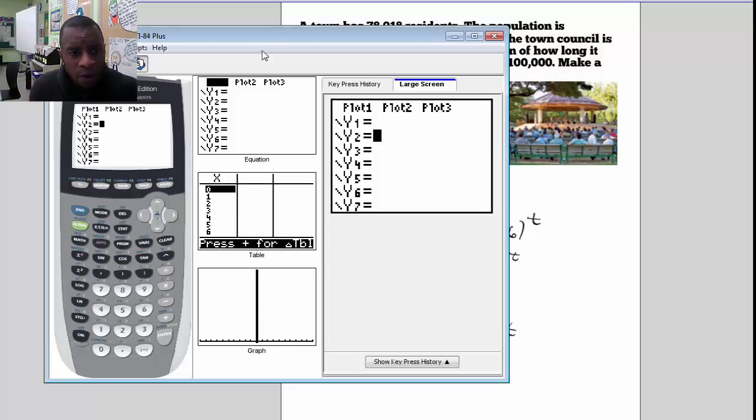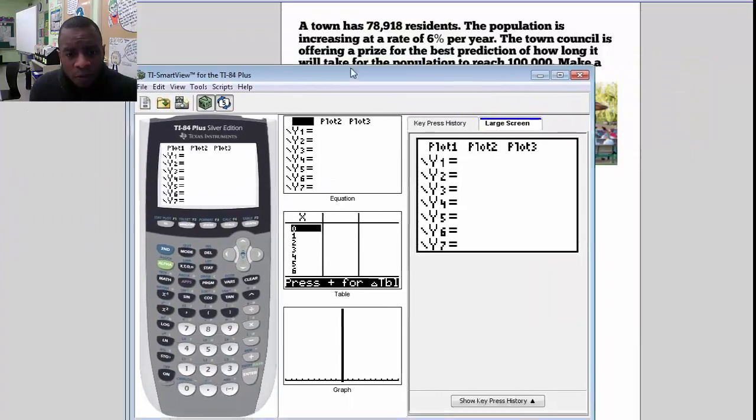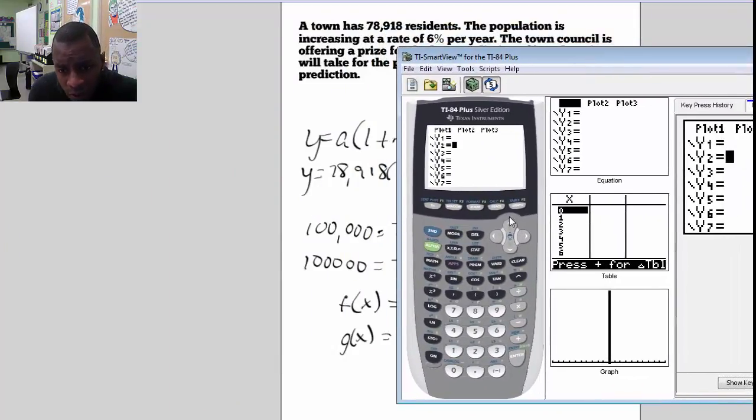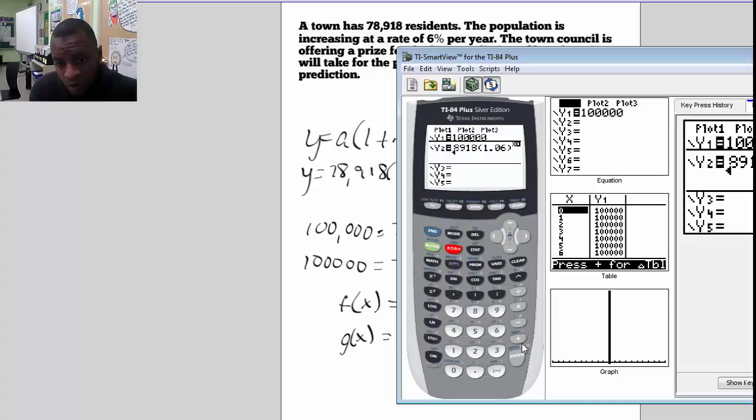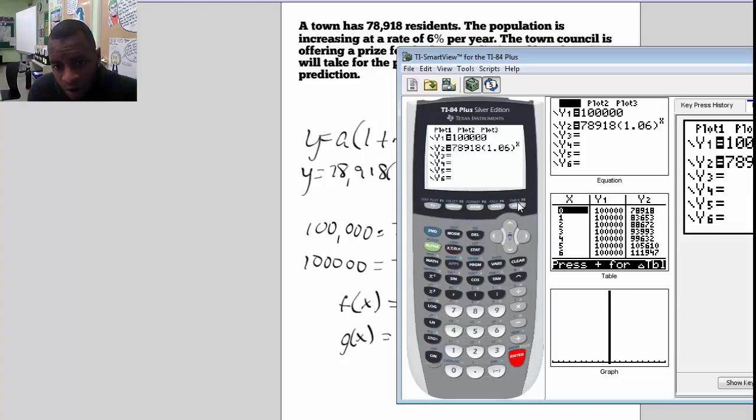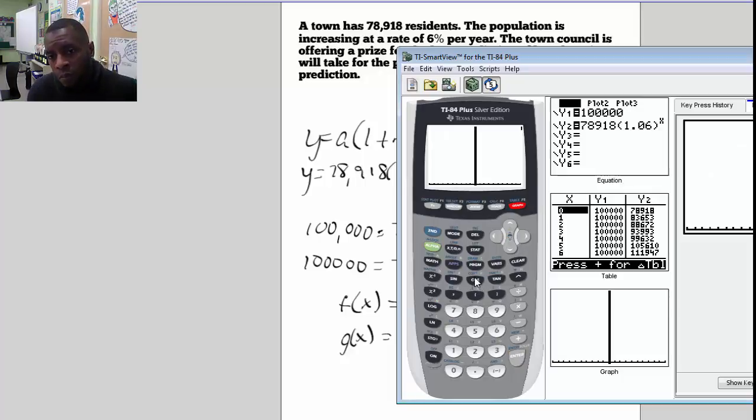All right, so we have that y1. Let's move this over. Okay, y1 is 100,000, so let's go up to our y1. There we go, and we have 100,000. Good. Okay, enter. And then for our second equation, we're going to have 78,918 times 1.06 raised to the power of, in this case, in our calculator, we're going to use x. Okay, and so we want to enter and we want to graph. Okay, and so we see that it's graphing because this little rectangle is moving in the corner.